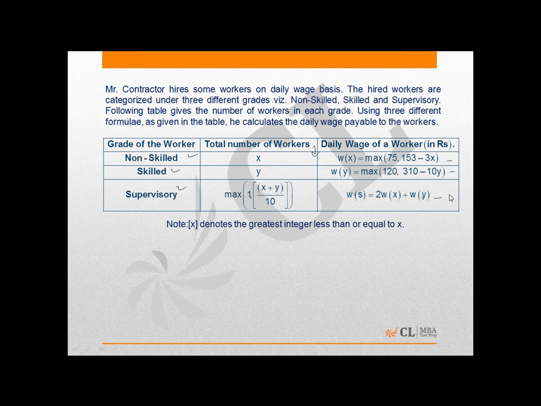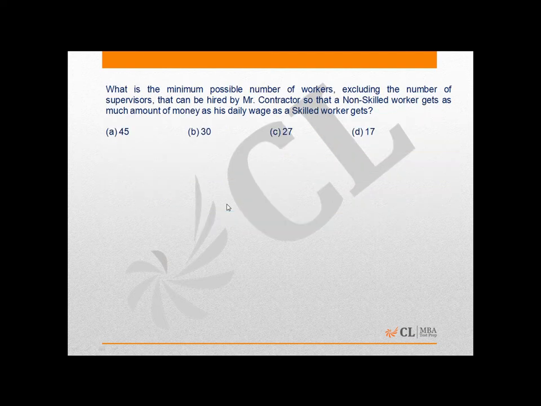So these are the three formulas. Also remember that here the greatest integer function is involved, in the case of supervisory. So this is the main part of the question that is given to us. Now let's look at the question that has been asked.